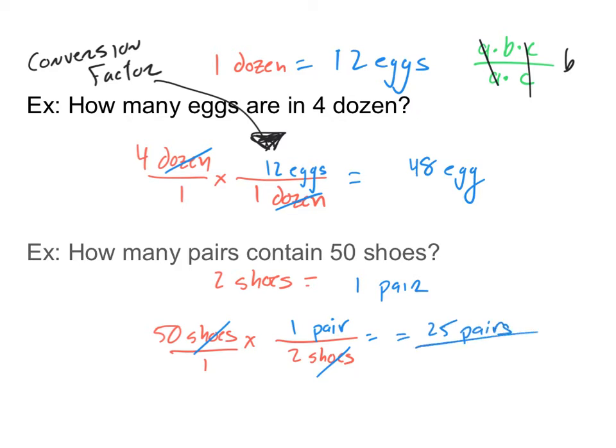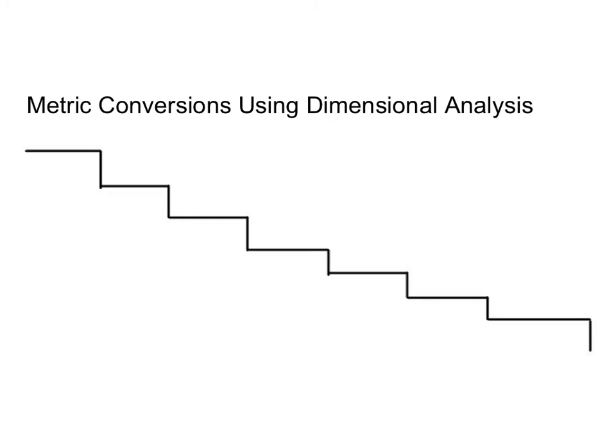Okay, so it's not too bad, and that's a really easy way to look at it. So here I am. Now we're going to look at some conventional metric conversions using dimensional analysis. We're also going to look at the metric prefixes that you're going to have to memorize and know.